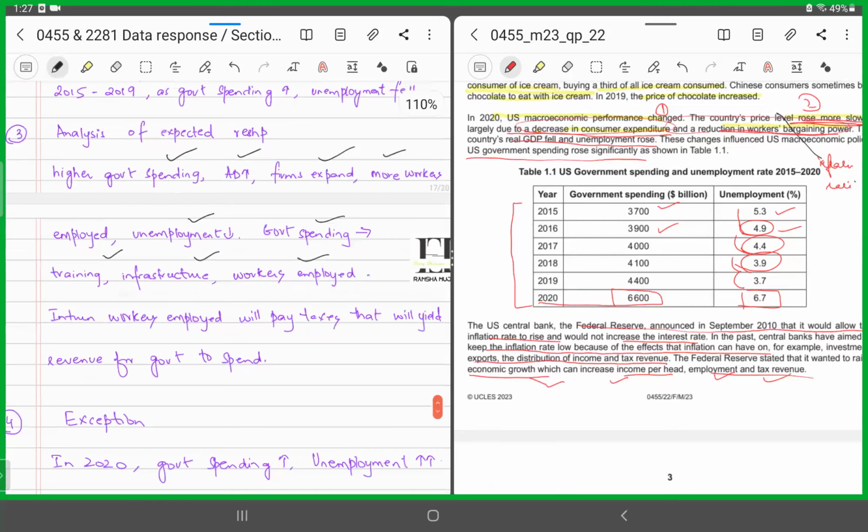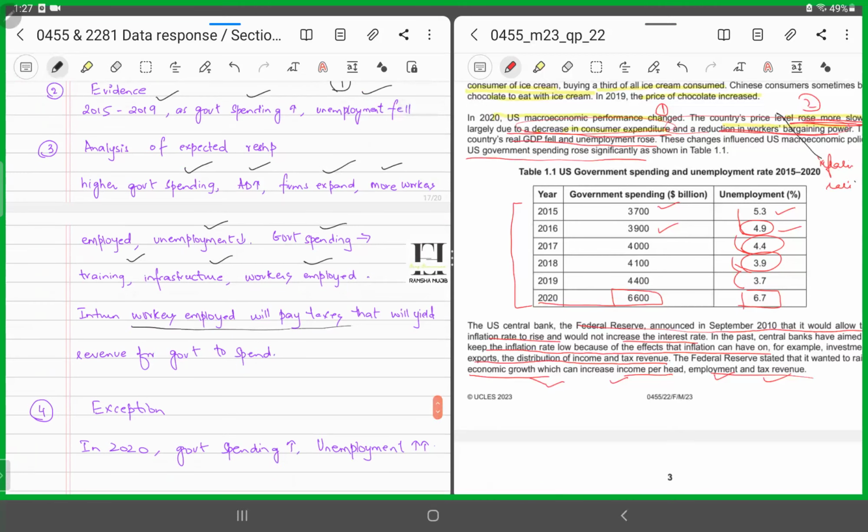Then when these workers are employed, they will be paying taxes. So this means that more and more revenue will be generated for the government to spend even more. So this is the reason why the next year the government spending rose even more, right? Because as the workers kept on being employed, they also contributed by way of direct and indirect taxes, and they provided a source for steady government revenue. All right.